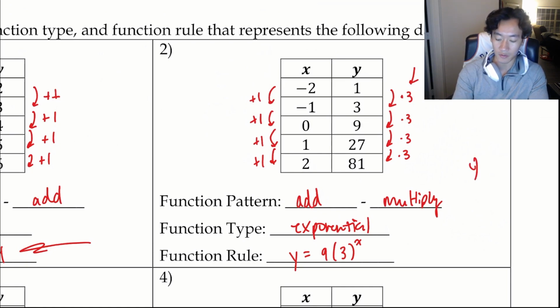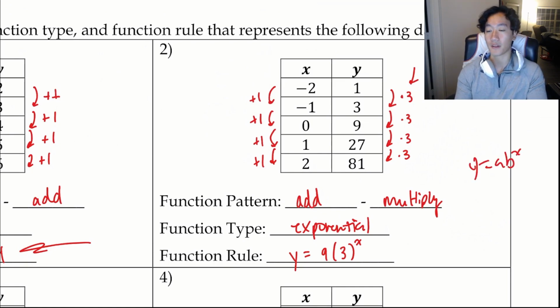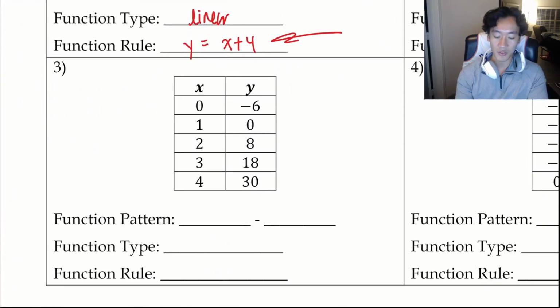Remember it's y equals ab to the power of x, right? And you can kind of see it here. If not, just calculate regressions. All right, let's do number 3 now.